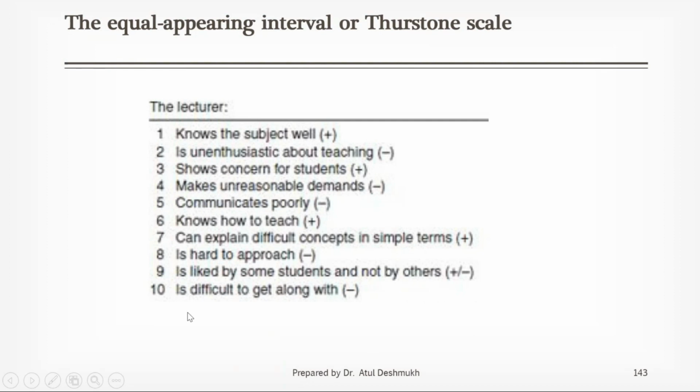Now, among these 10, the experts might feel that the person who can explain difficult concepts in simple terms will have more weightage. Why? Because research methodology and research statistics is a volatile subject. Sometimes it is difficult to understand, and sometimes it is difficult to explain the subject.